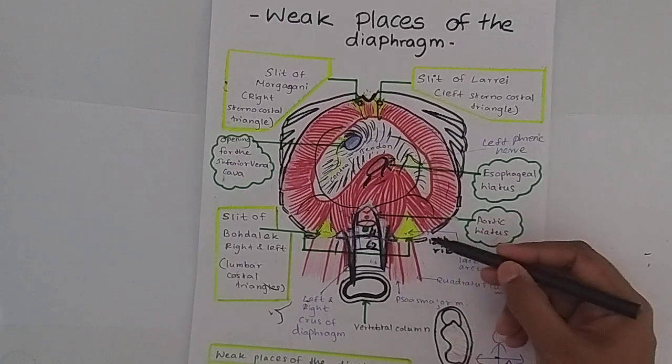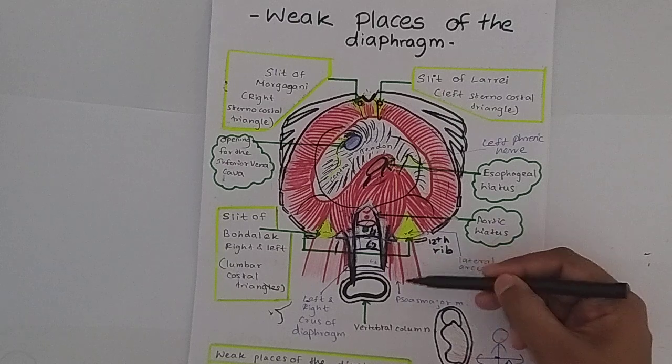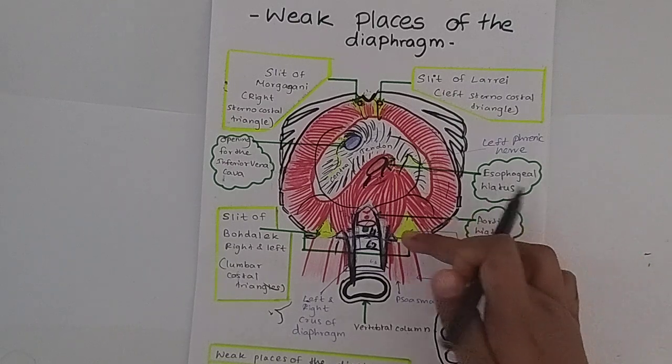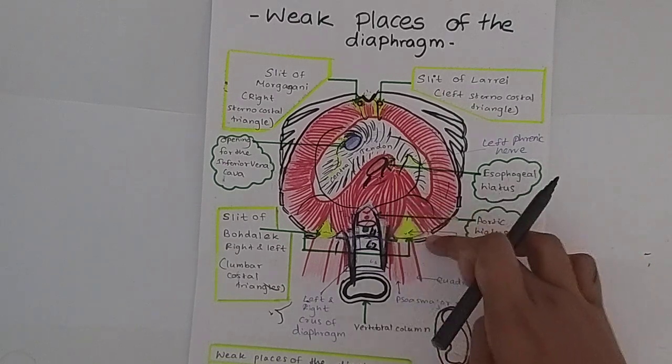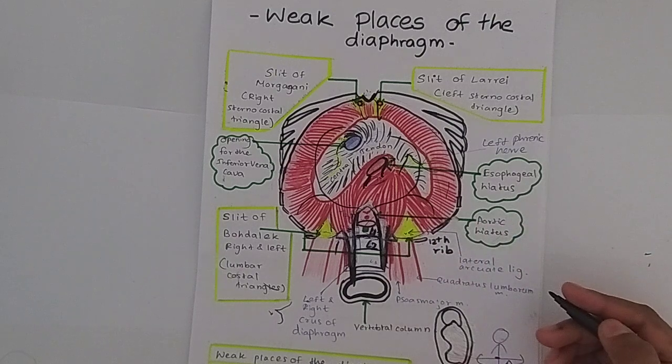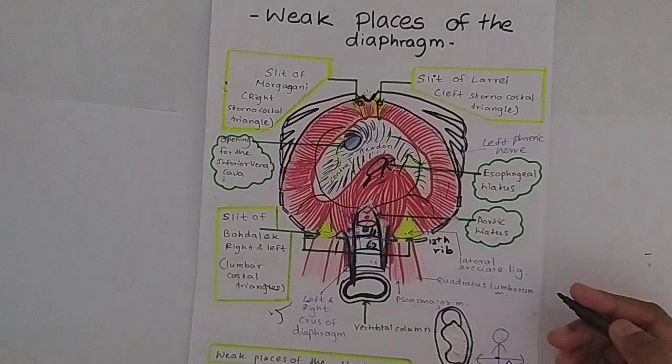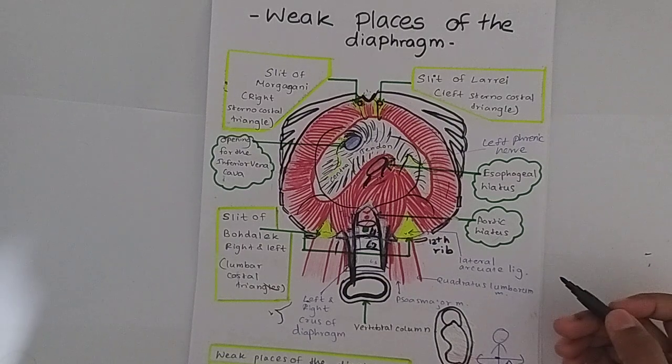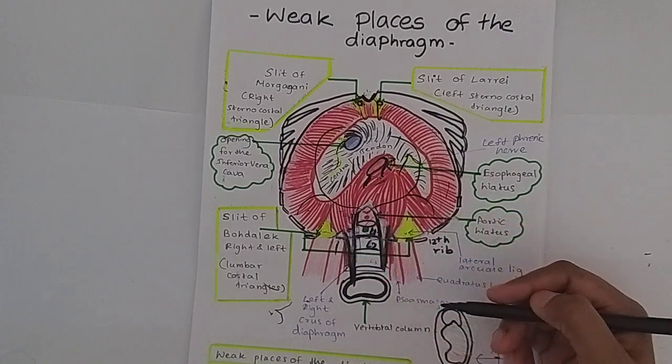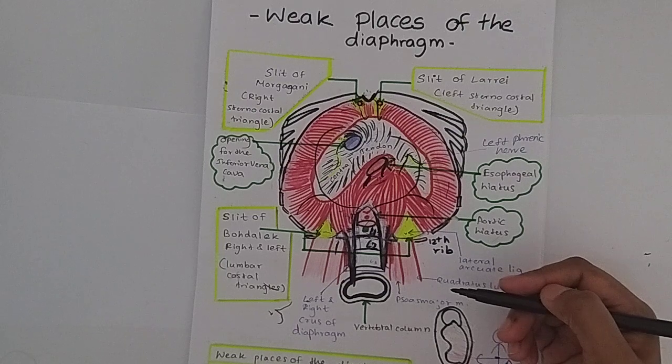This is the lateral arcuate ligament. It's at the level of the 12th rib and it's above the quadratus lumborum muscle, right? This lateral arcuate ligament is a very important structure, okay? We will talk about that later also under several names. So that's the basic structure of the lumbar part of the diaphragm.